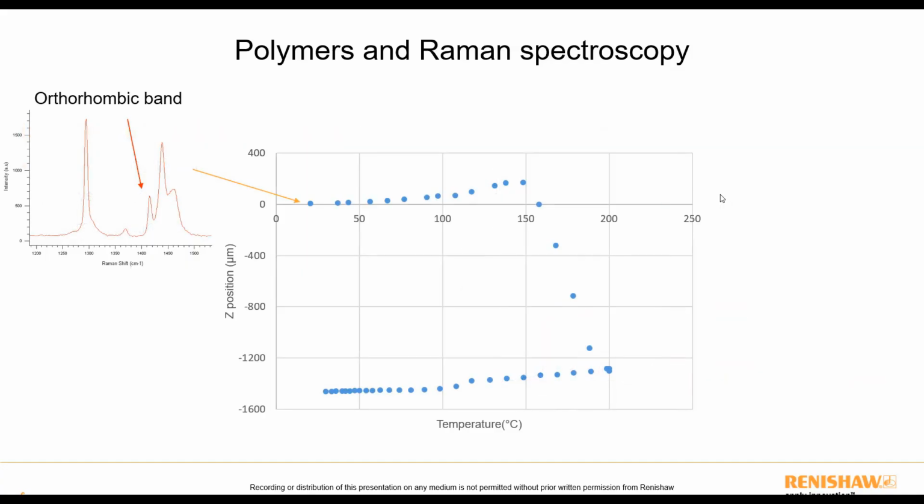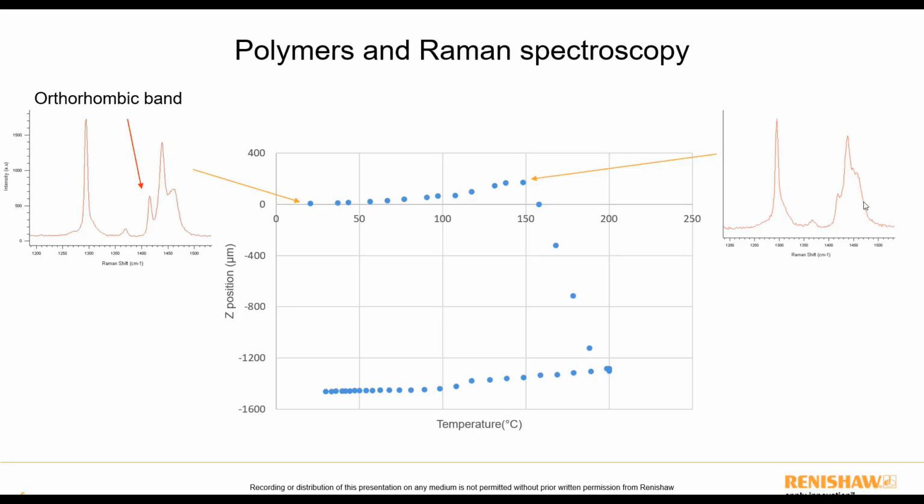So here we've got a plot where each data point represents the collection of a Raman spectrum. On the x-axis we have temperature, so we're going to go through the process of heating and then cooling the sample. And on our y-axis we've got the z position, the height of the sample. To start with, we have the sample at room temperature, and we've set a nominal height at 0. As we heat the sample, it starts to expand, so the surface becomes higher, and it gets to a point here around 150 degrees where it starts to melt.